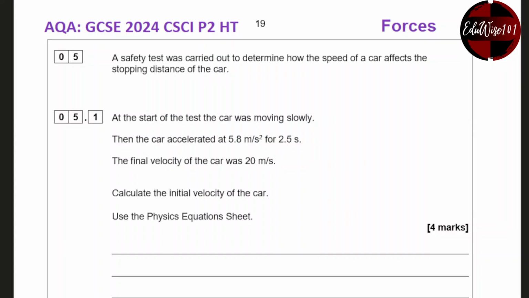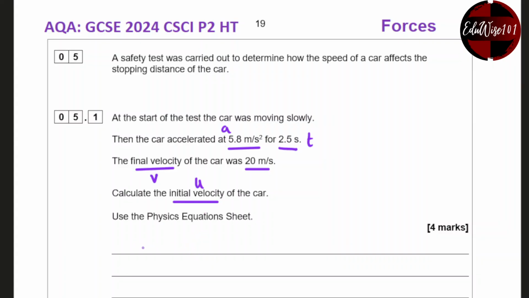A safety test was carried out to determine how the speed of a car affects the stopping distance of a car. At the start of the test, the car was moving slowly. Then the car accelerates at 5.8 meters per second squared. So that's the acceleration for 2.5 seconds. That's the time. The final velocity, which is given by the symbol V, was 20 meters per second. Calculate the initial velocity, which is U. Use the equation sheet.